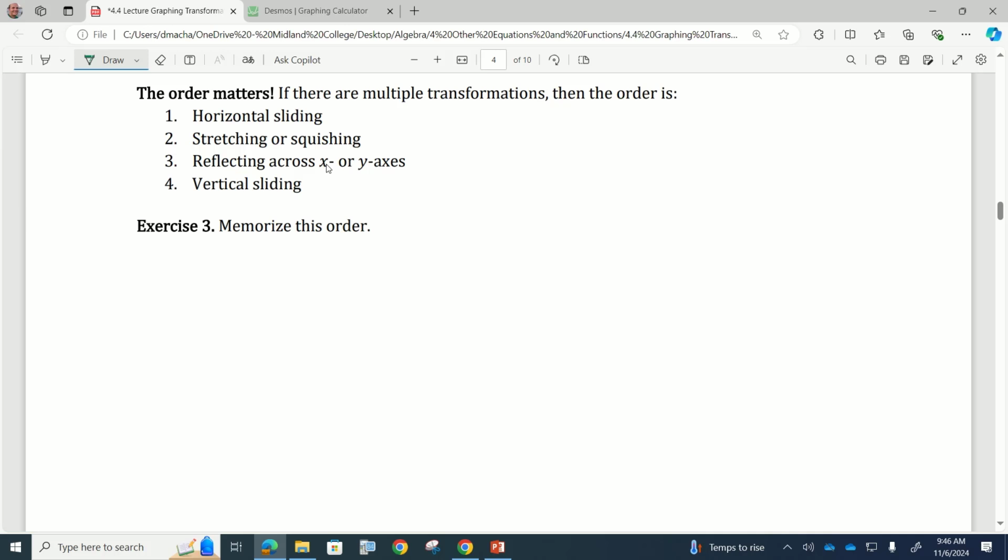First off, consider if you're going to slide this to the right or to the left. That's the first thing you've got to think about. Am I adding or subtracting something in the argument that's going to move this to the right or to the left?